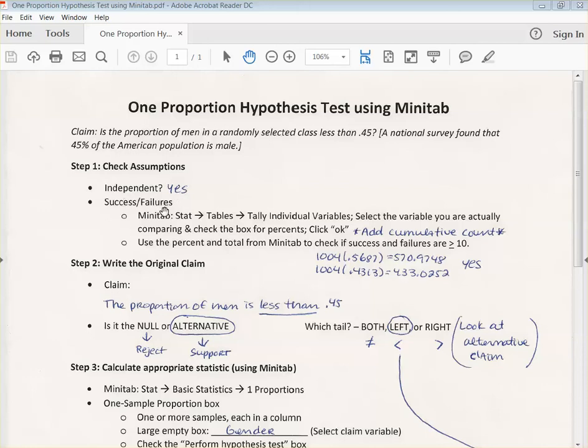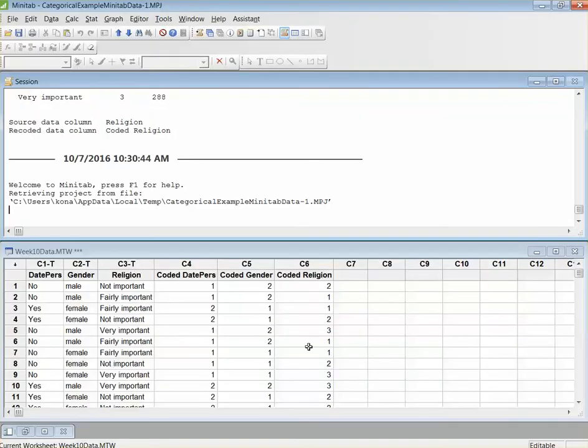Now for successes and failures, remember success versus failure, where we're testing for men. For this one, because our population is men and women, men is a success and women is a failure. I don't mean that in a bad way, because obviously I'm a female, but this is just in terms of what we're testing for. To figure out whether we have the right successes and failures, remember we need at least 10 of each, so we're going to come into Minitab.